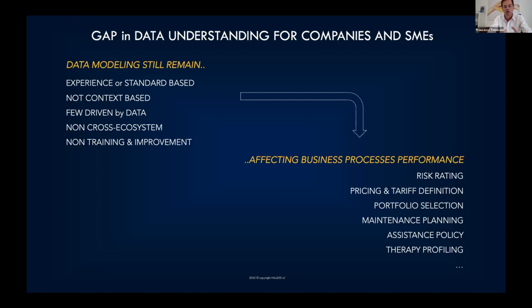And so the portfolio selection could be based on a model that automatically learns from the data, which can select the portfolio in a better way. And further, processes about maintenance, about assistance, about therapy for the health market and so on. So this is basically a data literacy gap, or rather a data culture gap in general.